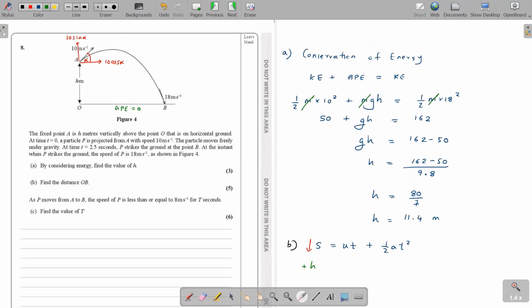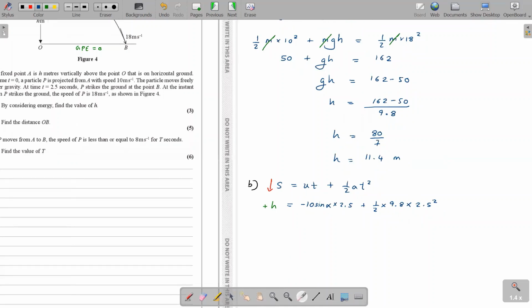Now the U value. What's the vertical component of velocity? It is 10 sin alpha. But 10 sin alpha is acting which way? Upward. Since I use downward as positive, it's going to be minus 10 sin alpha into time. What's the time taken for the whole journey? They've told us the time taken is 2.5. So plus half AT squared. The gravitational acceleration is 9.8, acting downwards, and I'm also using the equation downwards. Therefore, it's half into 9.8 into 2.5 squared.